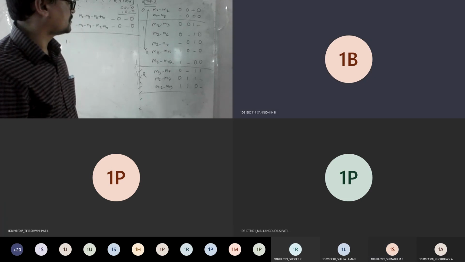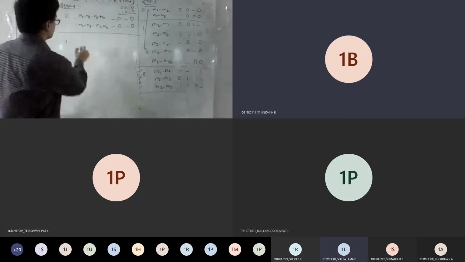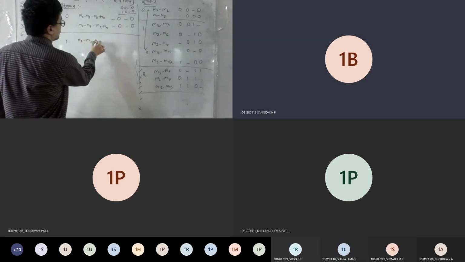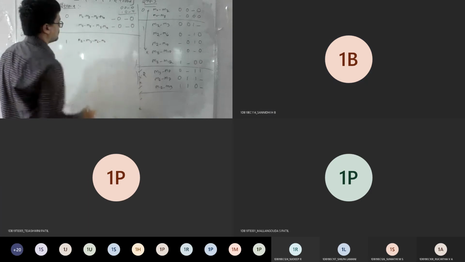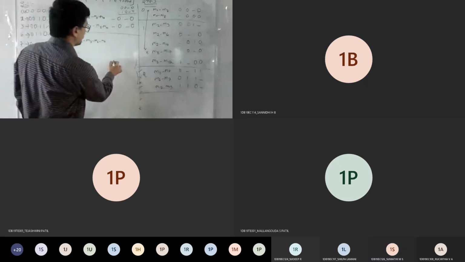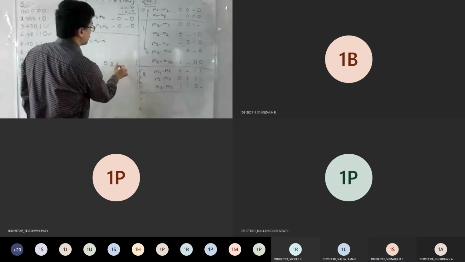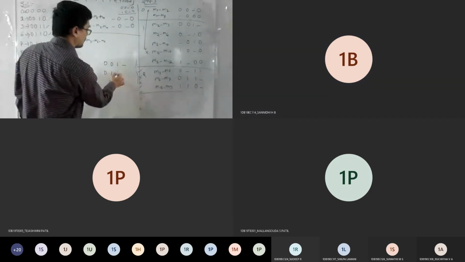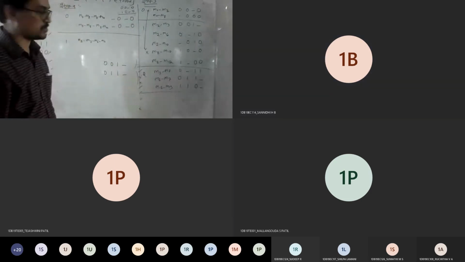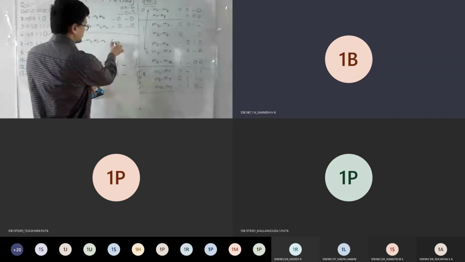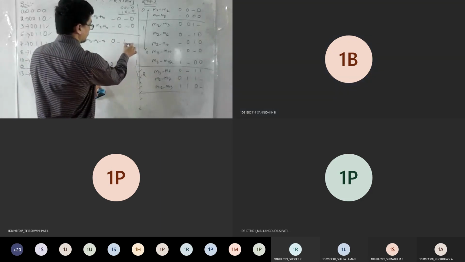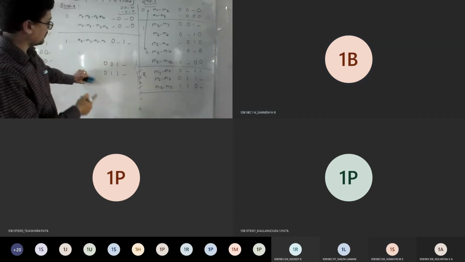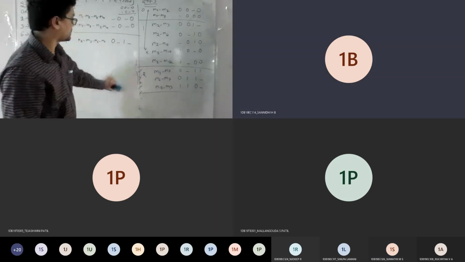M2, M3, M6, M7. M2, M3, M6, M7. So M2, M3 I will write here 0 0 1 dash, correct? Then M6, M7 is 0 1 1 dash. So this is what the possibility your friend told. So answer for this is 0 dash 1 dash dash 1 dash. Cut and drop. Yes, sir. So is it fine? So this is one possible. Next.